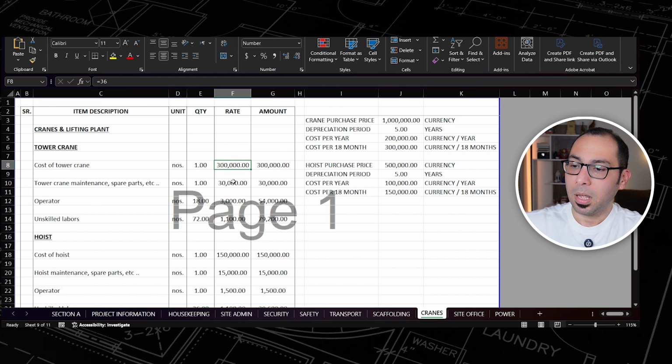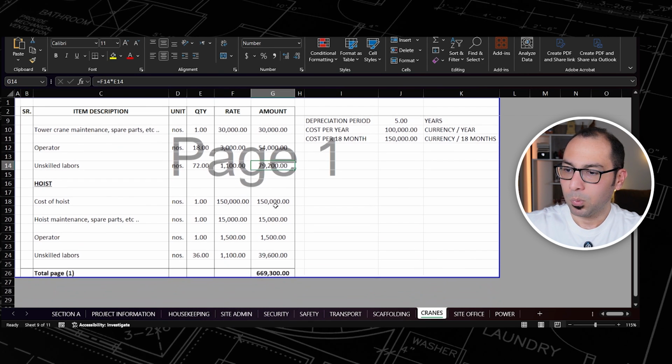It will come here, and again 10% for the maintenance. And for the operator, I need an operator for this tower crane for 18 months, and I am putting his salary here, so I am getting the total. And for the unskilled laborers, who will be the riggers, who will load the things on the tower crane and unload them and all of this stuff, I'm assuming 4 guys and for 18 months. So 4 multiplied by 18, that's 72, multiplied by the salary, and this is how I am getting this number.